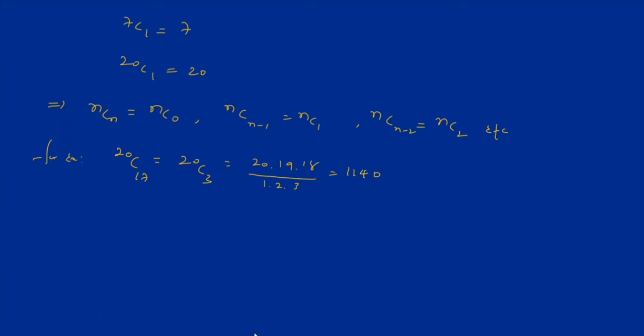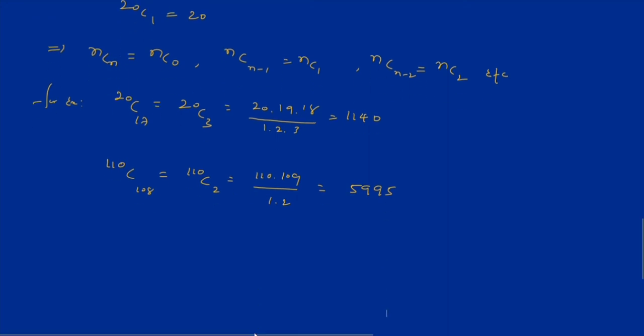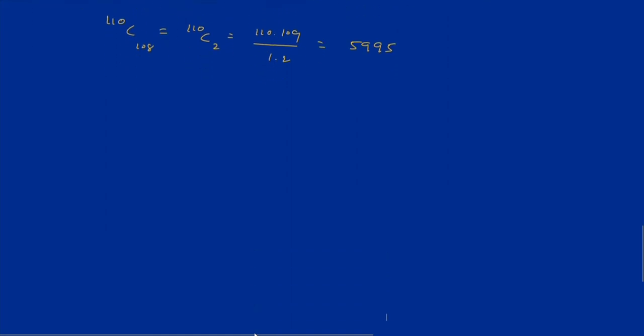Similarly, one more example, 110C108, which is equal to 110C2, which is equal to 110 into 109 upon 1 into 2, which is equal to 5995. Directly we can write it by using the formula, right? So next, some examples we will solve here. One or two examples we will see.